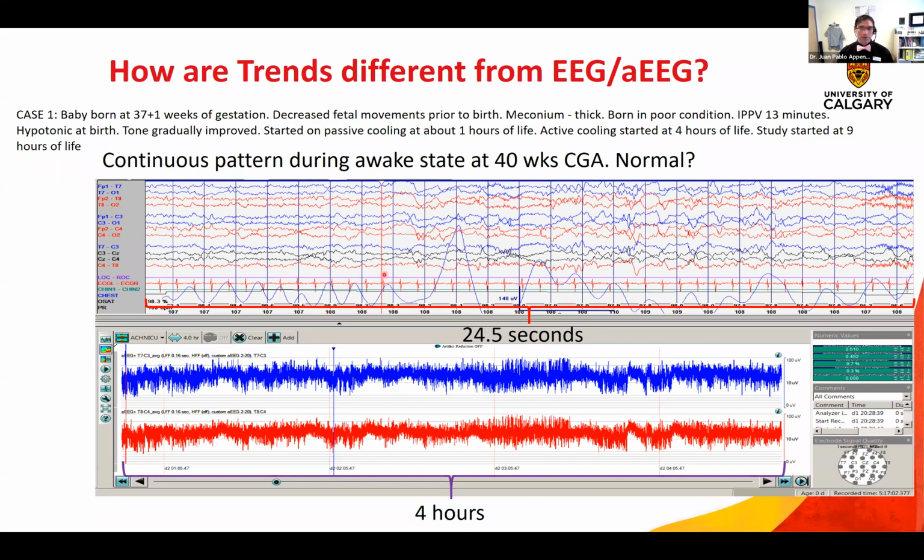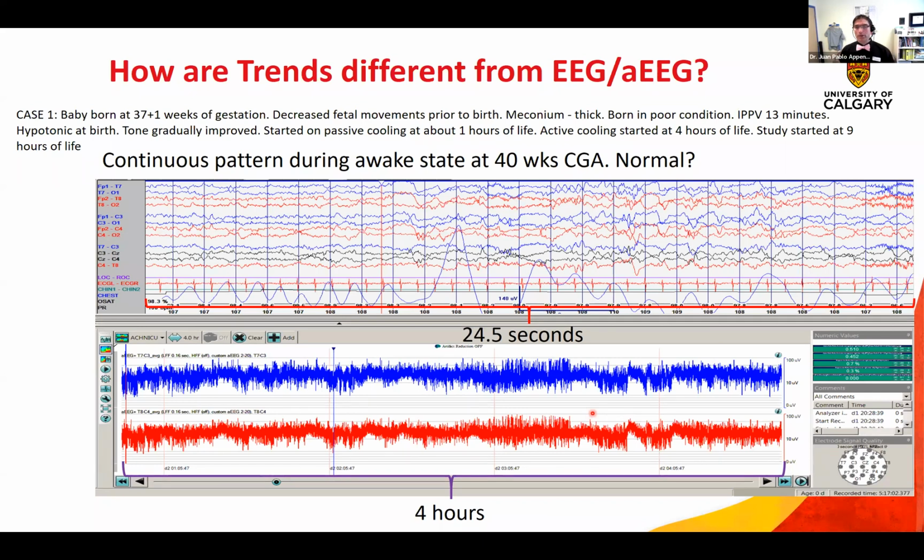This screen, the problem is you have 24 seconds, and in this one you have 4 hours of recording, which is quite a bulk of information about that brain's functioning and healthiness. Now, we're going to go over this case. It's a baby born at 37 and 1 week, so term.